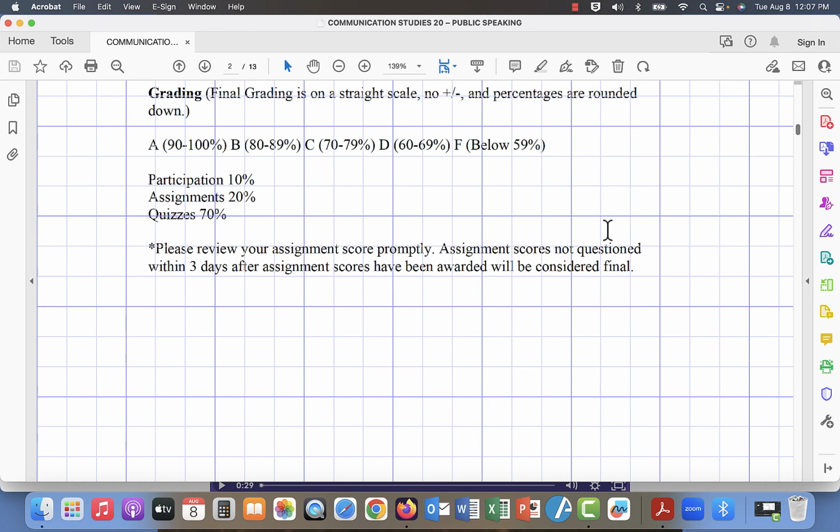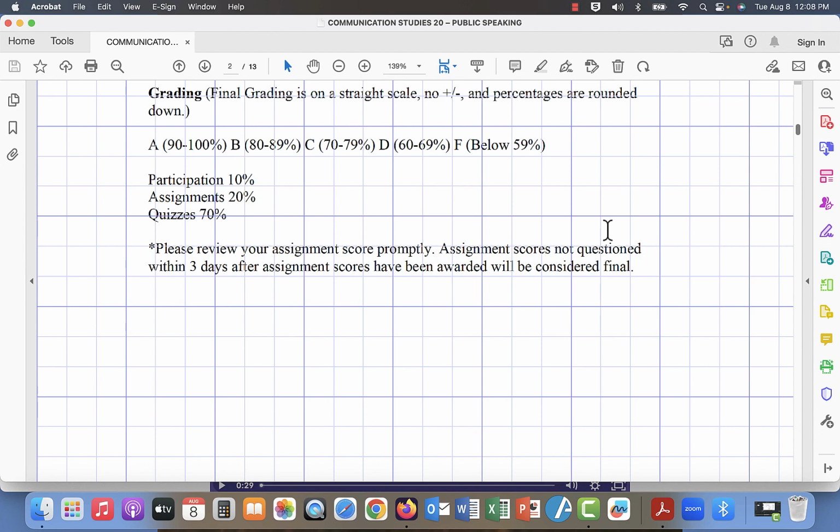As it relates to grading, I grade on a straight scale, so that means I don't have plus or minus grading. And the percentages are usually rounded down. So if you were to get like an 84.6, it's an 84. If you get an 84.2, it's an 84. And based on my final letter grades, I go from A through F with 90 to 100 as an A, 80 to 89 as a B, 70 to 79 as a C, 60 to 69 as a D, and below 59% is an F.